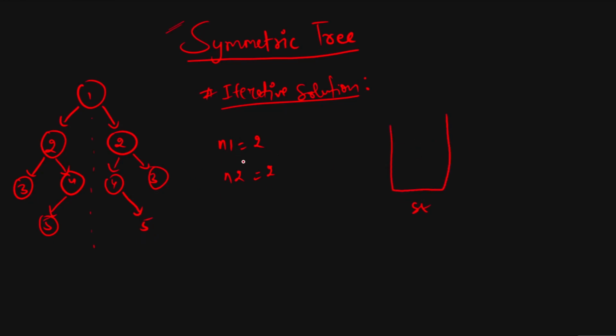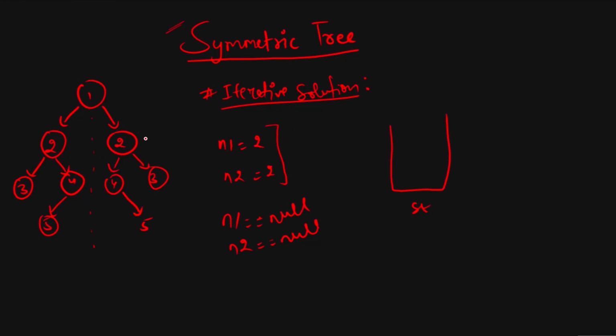Now I will check if any one of them is null. If what I am saying is that if this is null, then this should also be null. But if it is not null, then this should also be not null to be equal. So if my n1 is null, then n2 should also be null. If only one of them is null, then it is not symmetric.